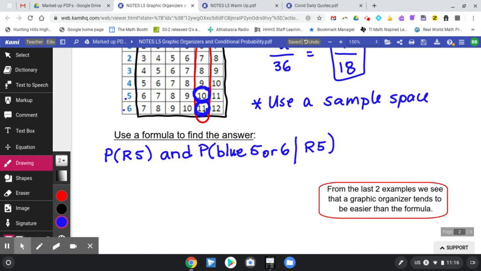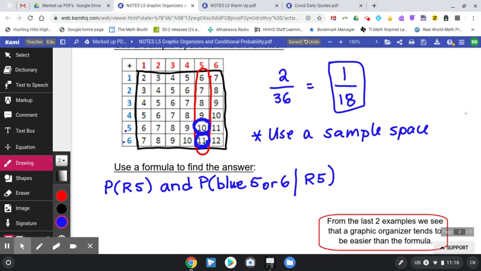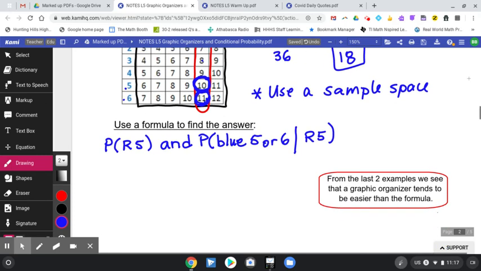Probability of getting a red 5, we could start with the whole thing here and look at all the possibilities. There's 1, 2, 3, 4, 5, 6 out of 36 rolls that include a red 5. That one's pretty straightforward. So we could say 6 out of 36, or you can reduce it down to be 1 out of 6 as well.